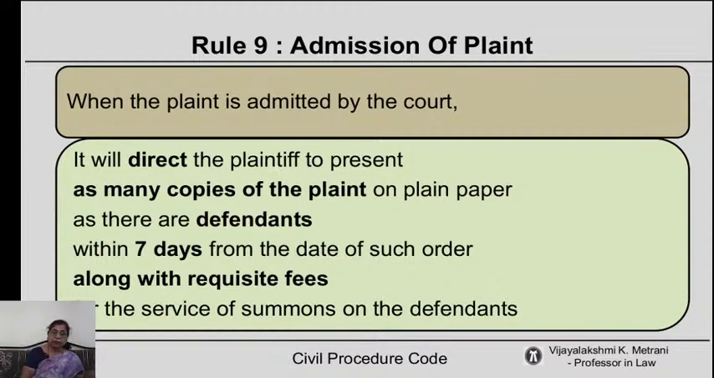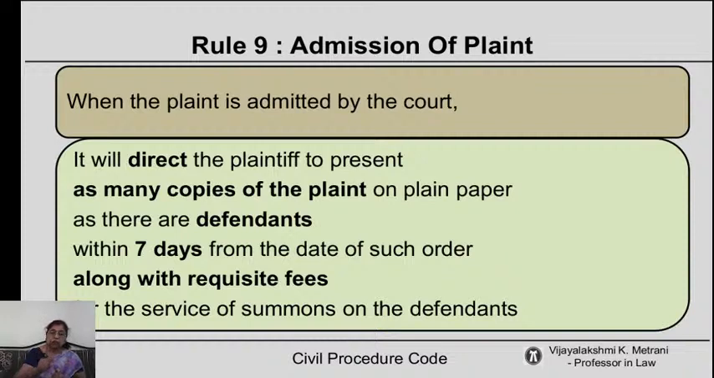Besides that, the copies can be presented on plain, ordinary paper, and that has to be presented within 7 days from the date of the order. Within 7 days from the date of the order, the requisite fee should be paid for the service of summons on the defendant. Now how many defendants are there? To serve summons upon these defendants, the court will ask for the required fees to be paid by the plaintiff in the court.